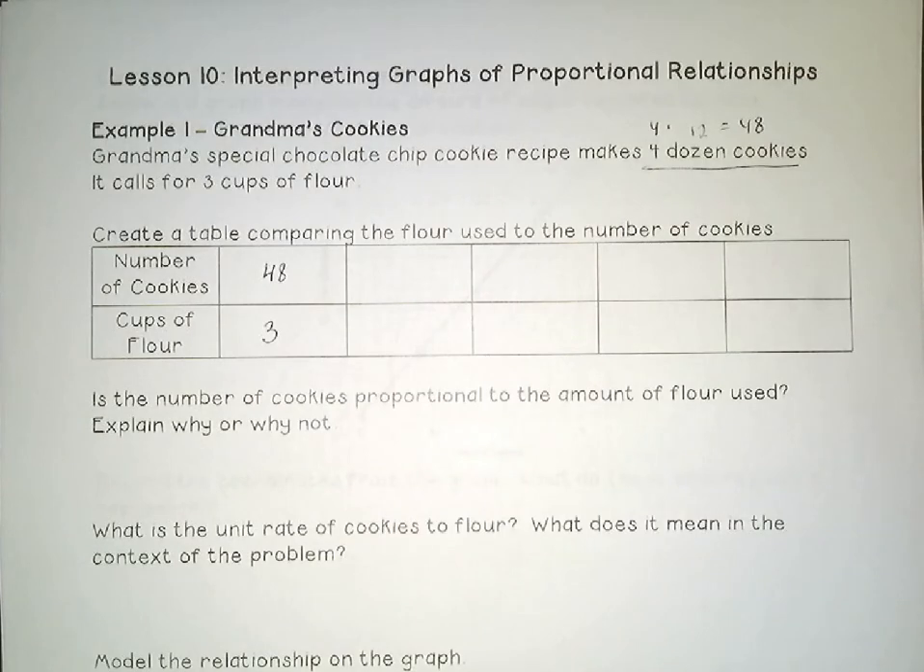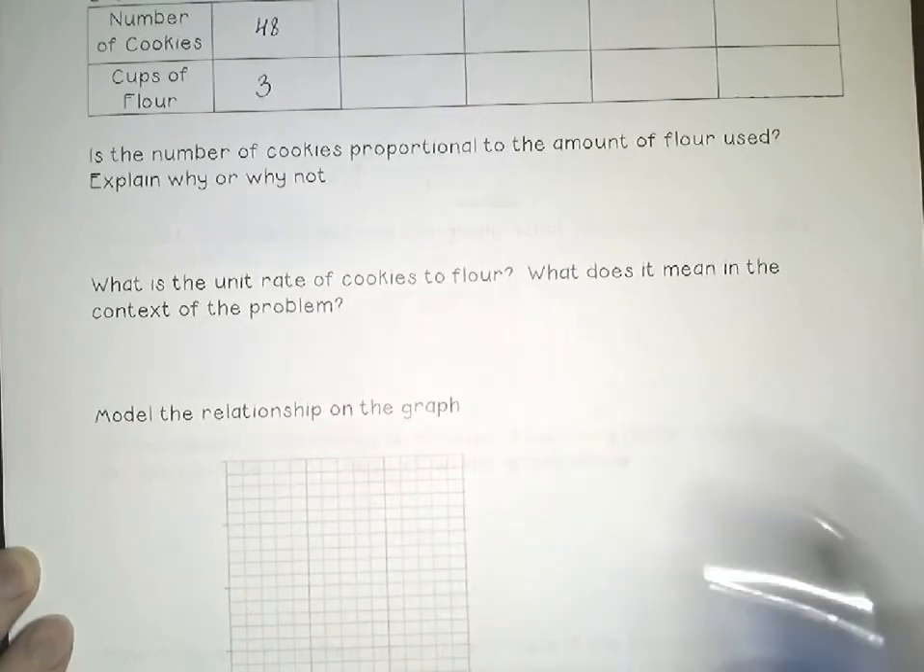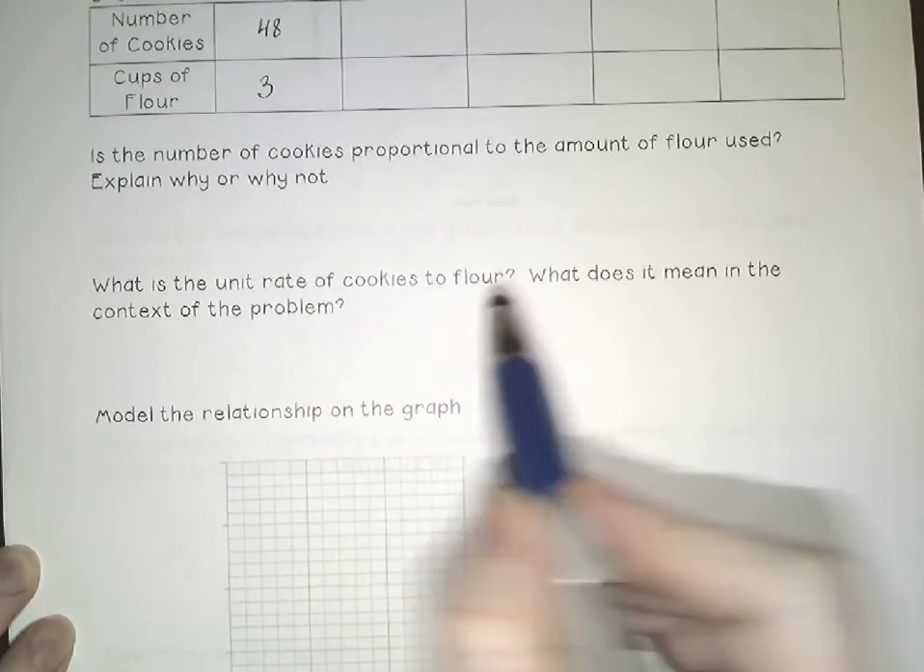Okay. Is the number of cookies proportional to the amount of flour used? Explain why or why not. It is, and we are going to find out. Well, we can, because we always need to have 3 cups of flour for 48 cookies. Let's just go ahead and skip to the next question before we answer that one. The questions are set up a little bit confusing here. What is the unit rate of cookies to flour?